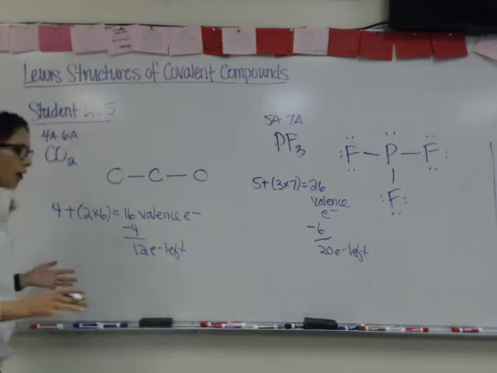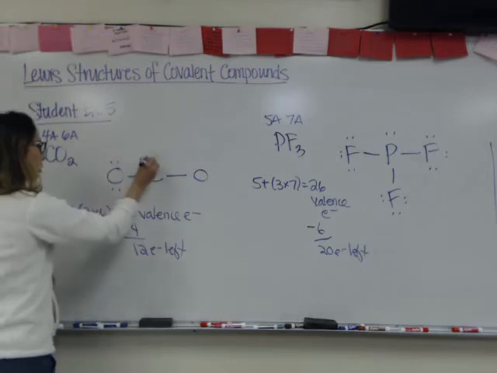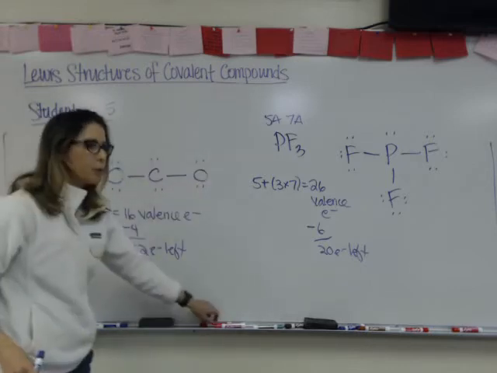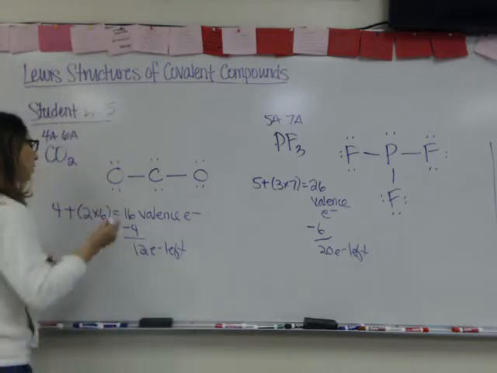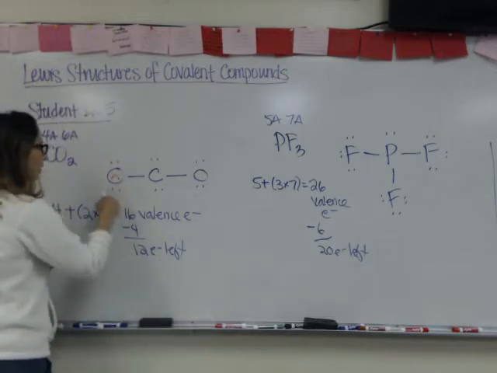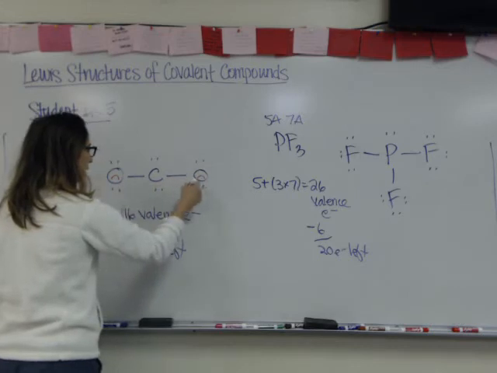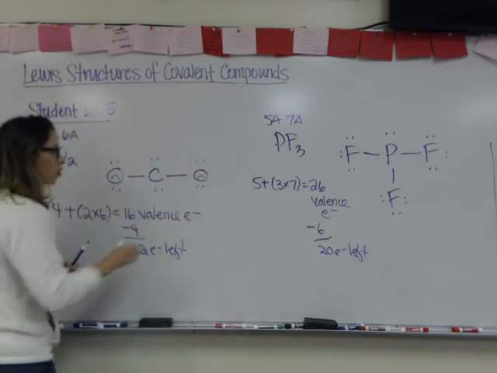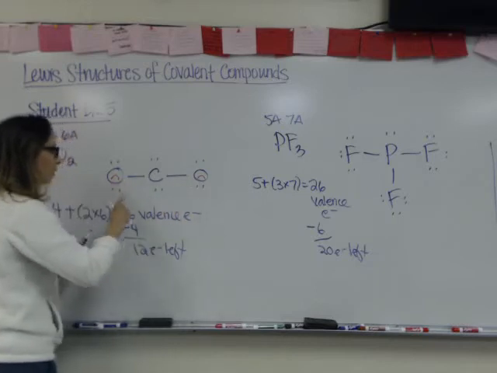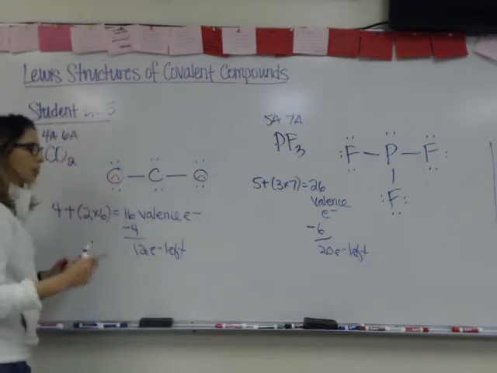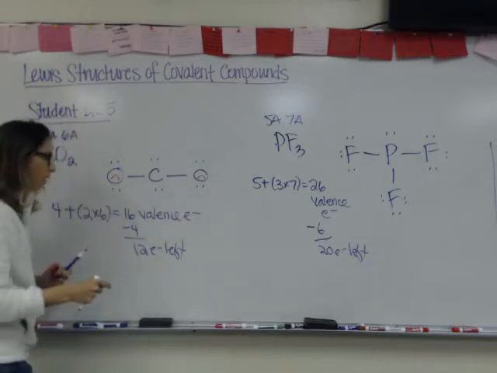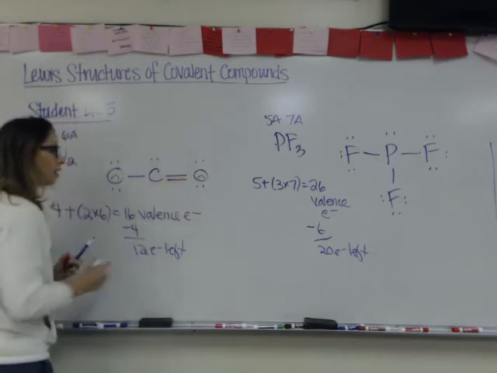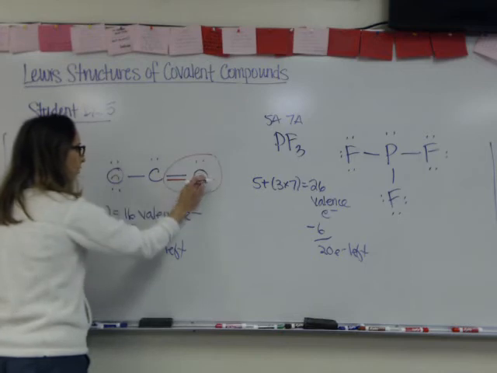Put them wherever you want. 2, 4, 6, 8, 10, 12. Fortunately, we ran out. This oxygen is only surrounded by 6, so is this one. Carbon seems happy. I mean, it's surrounded by 8 electrons. So in order to make the oxygen happy, since I ran out of electrons to satisfy the octet rule, I'm going to move a pair over here. Now this oxygen is surrounded by 8.